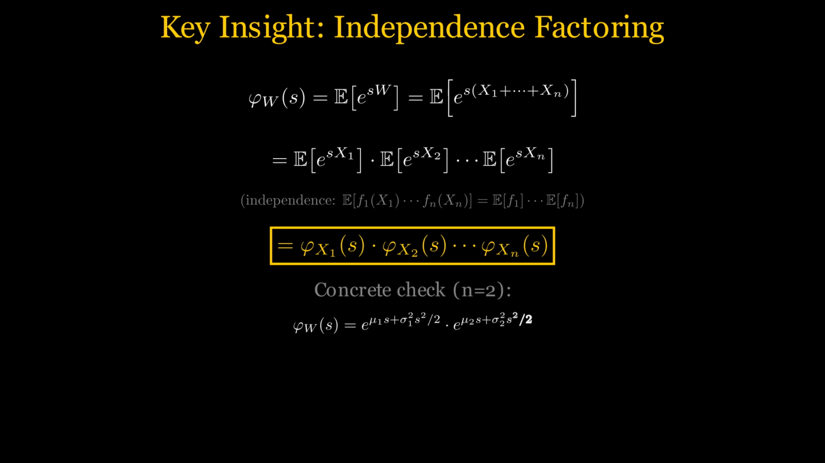For n equals 2 as a concrete check, the exponents add together directly. Now substitute the known MGF of each Gaussian. For xi following N of mu i, sigma i squared, the MGF is e to the mu i s plus sigma i squared s squared over 2. The product of n such exponentials is the exponential of the sum of all the exponents.